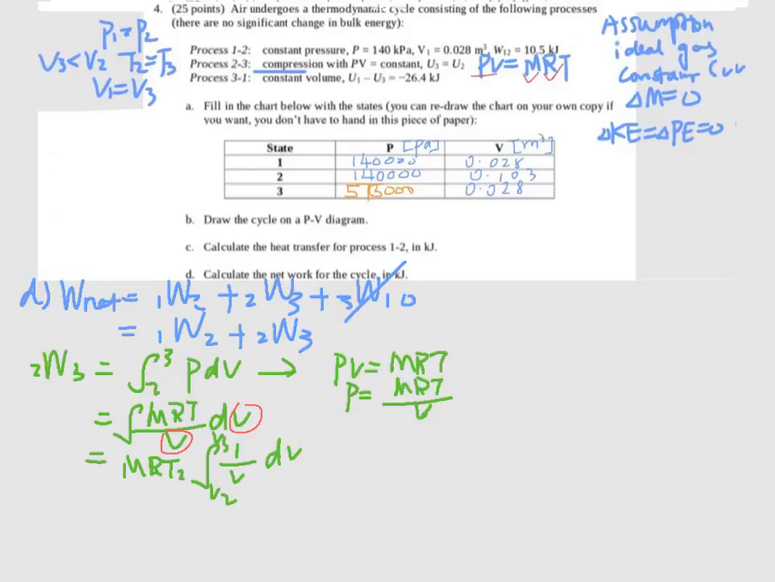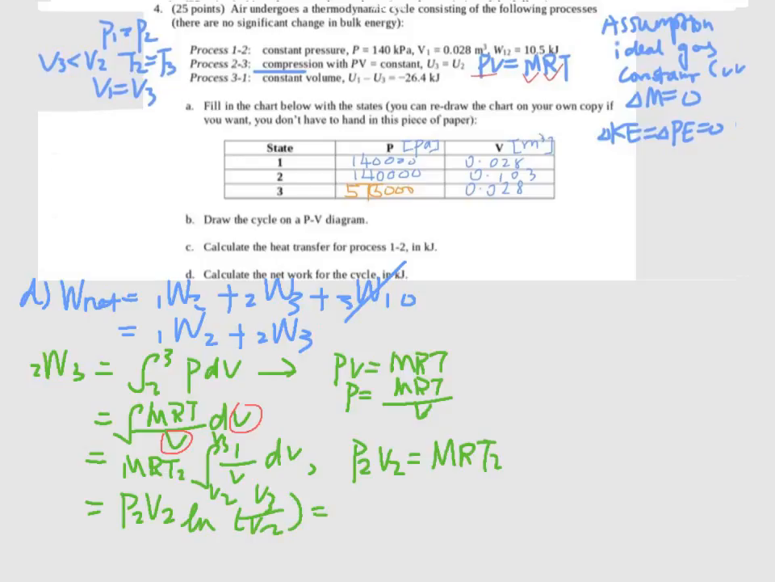But then you may wonder, hey, we don't know m, R, and T2. How are we going to solve this? But remember that we do know that P2 V2 is equal to mRT2, and P2 and V2 are values that we know. So we can replace mRT2 with P2 V2 and then solve for our integral. The integral of 1 over V is the natural log of V3 over V2.